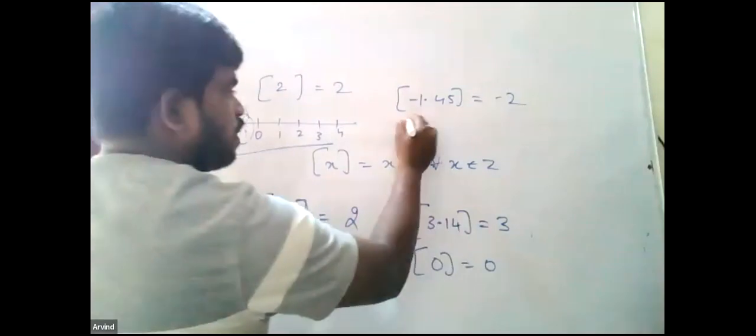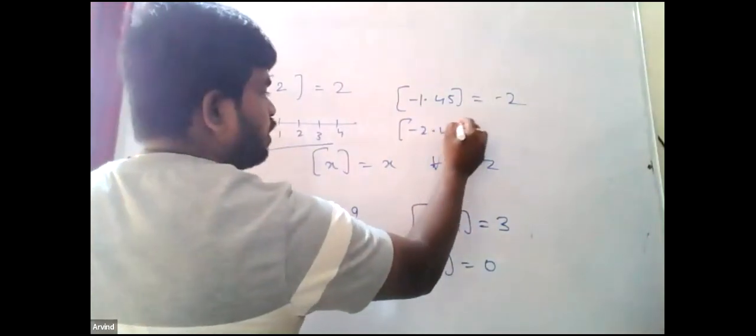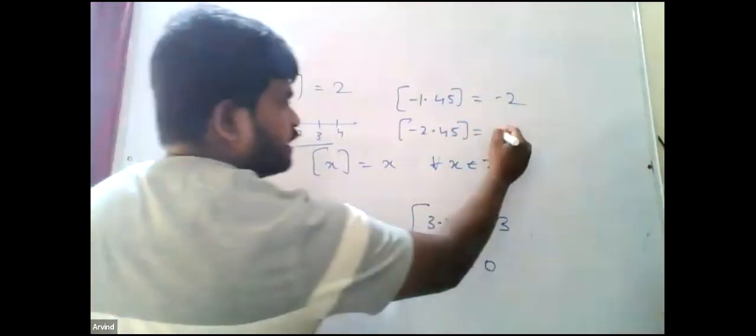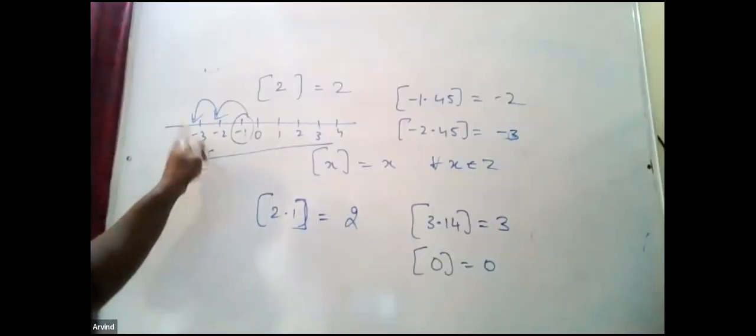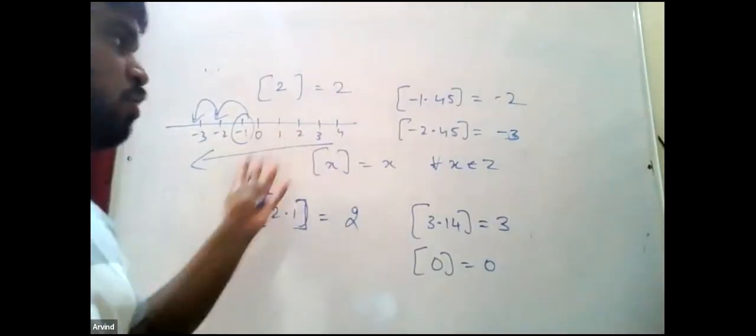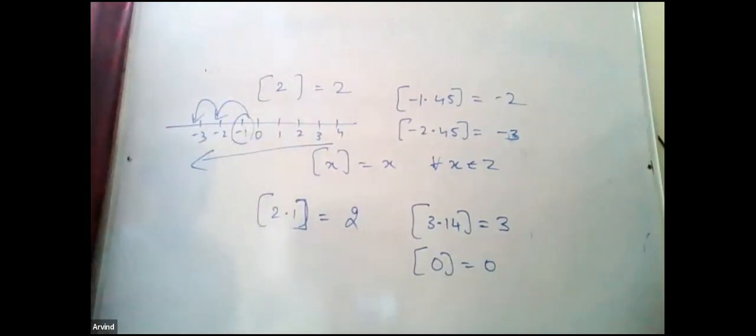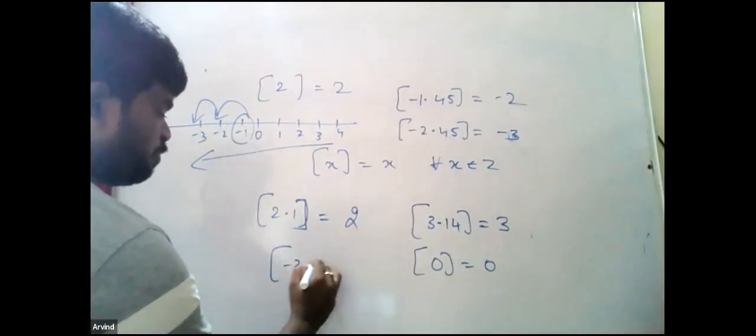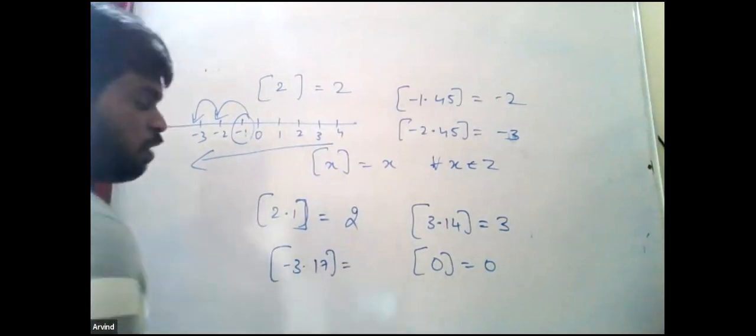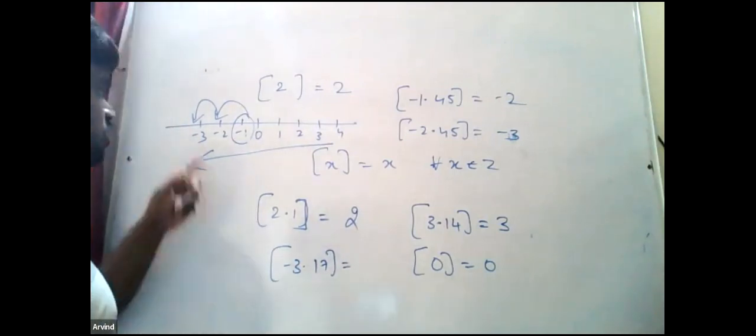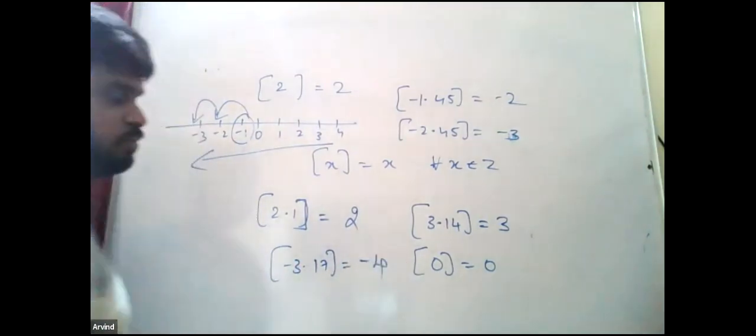Okay, if I ask you the greatest integer of minus 2.45, will you write minus 2? No. Minus 3. The integer less than minus 2 is minus 3, but the integer less than 2 is 1. So you have to be very careful when negatives come. Okay, if I ask you minus 3.17, what will be the answer? The integer less than minus 3 is minus 4. So think like that.